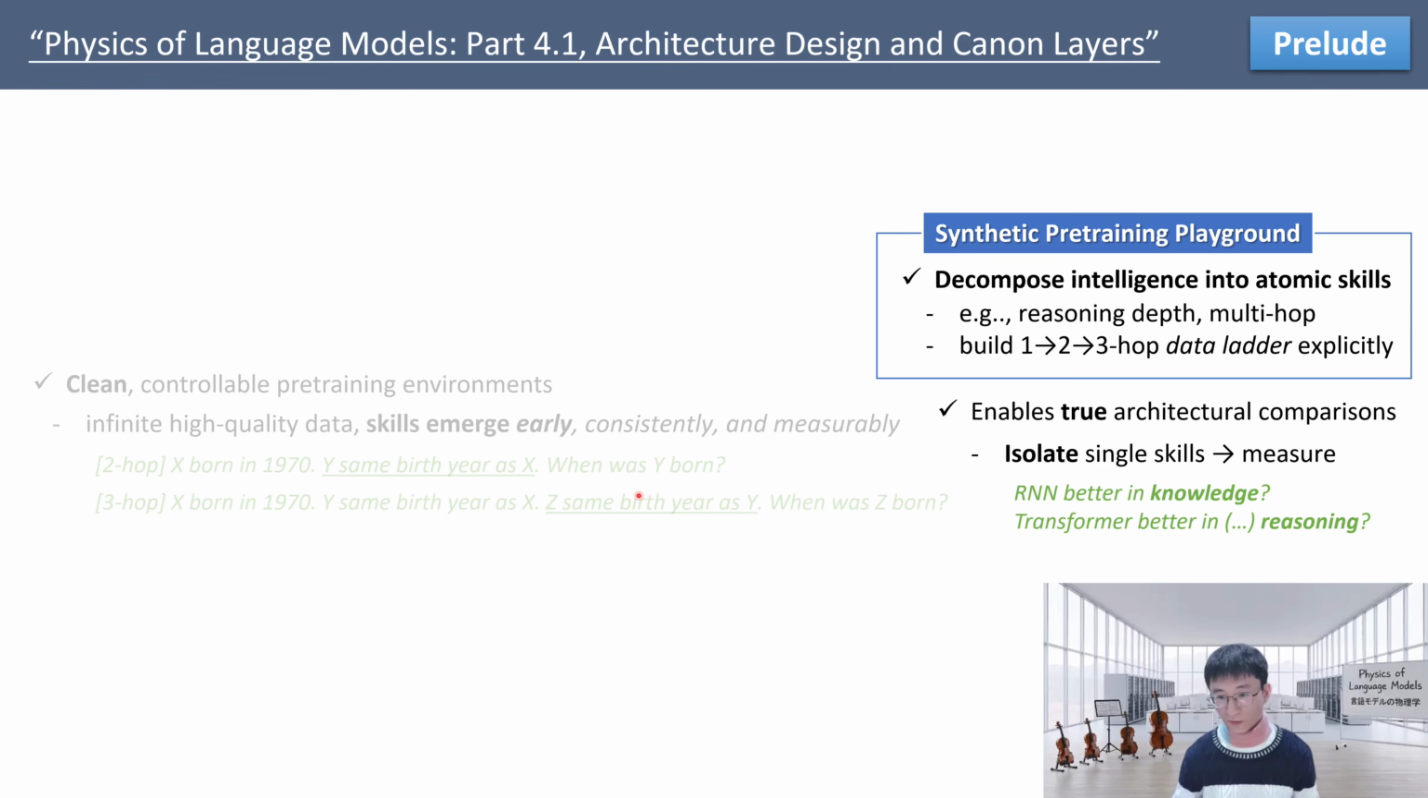Just because in the real-life benchmarks, it's not only noisy, but there's only a tiny bit of accuracy change. So how much can you read from them? And real-life data is a mix of skills. Here we want to isolate the skills and decompose intelligence into really atomic skills.